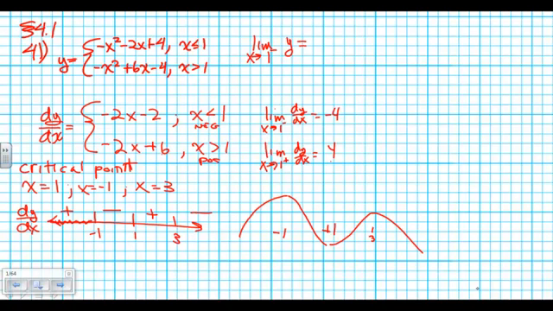Negative 1 minus 2 is negative 3 plus 4 is 3. Or sorry, try that again. 1 squared is 1 times negative 1. Negative 1 minus 2 is negative 3 plus 4 is 1. What about here to the other side?